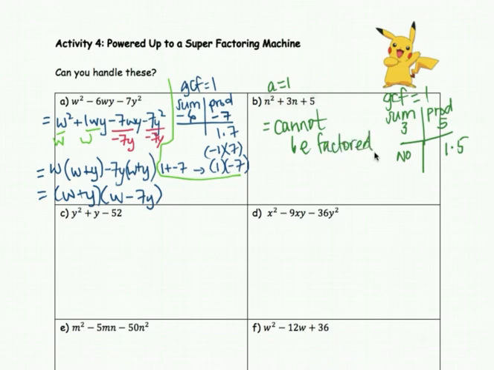Okay, and that will happen sometimes. But you've got to make sure you checked everything. Sometimes you forget some factors and it actually can be factored. So you have to be careful before you state this, okay?